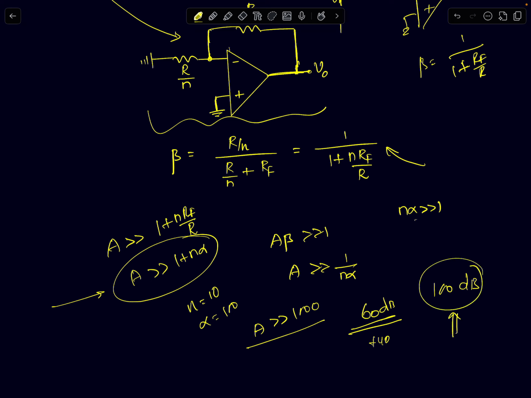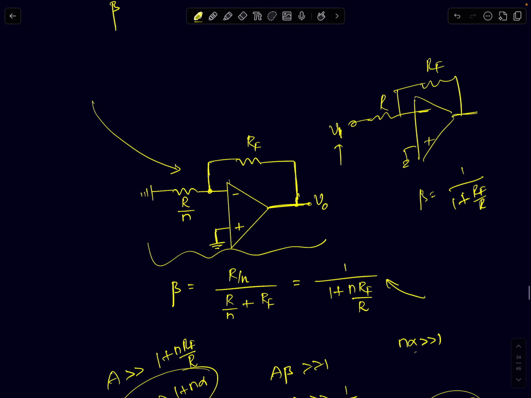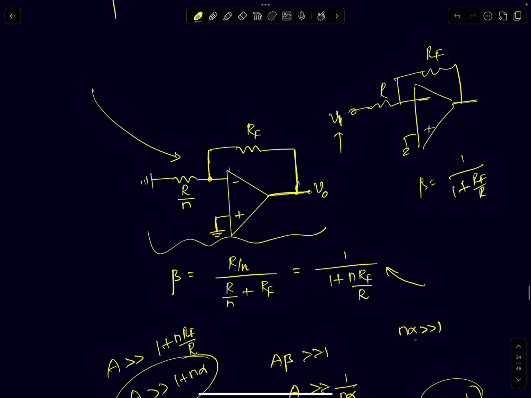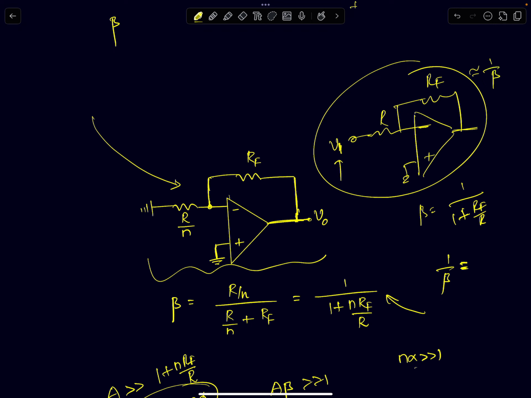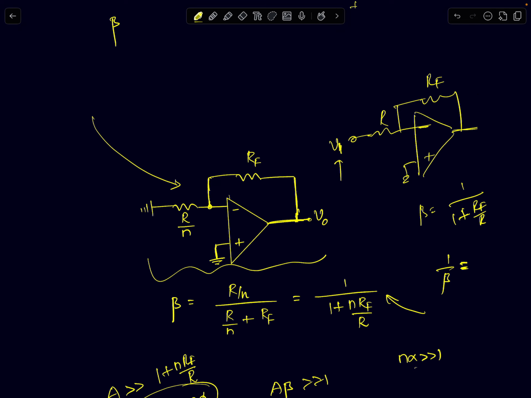Why am I saying this? If you just consider the forward path gain, RF by R, alpha is given as 100, which is a large number. Alpha being 100 means 1 by beta is 100. Whenever RF by R is really large, I can approximate it close to 1 by beta, for an inverting amplifier too. If I treat 1 by beta as 100, then from that calculation I can say 40 plus 40, 80 decibels is sufficient. 2 orders of magnitude greater than 100 should be sufficient.